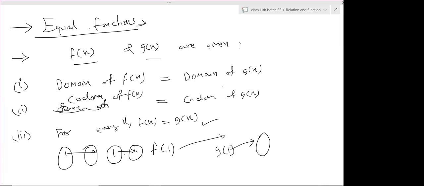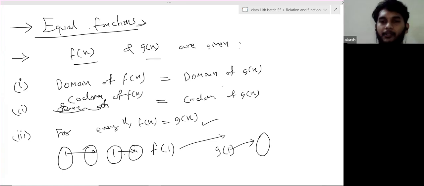Yes, sir. All right, please note it down, the three conditions for equality of functions. You cannot just look at the function and say yes they are equal. You have to analyze these three things. The third line also means that the graph should be equal, exact graph. So please note it down.